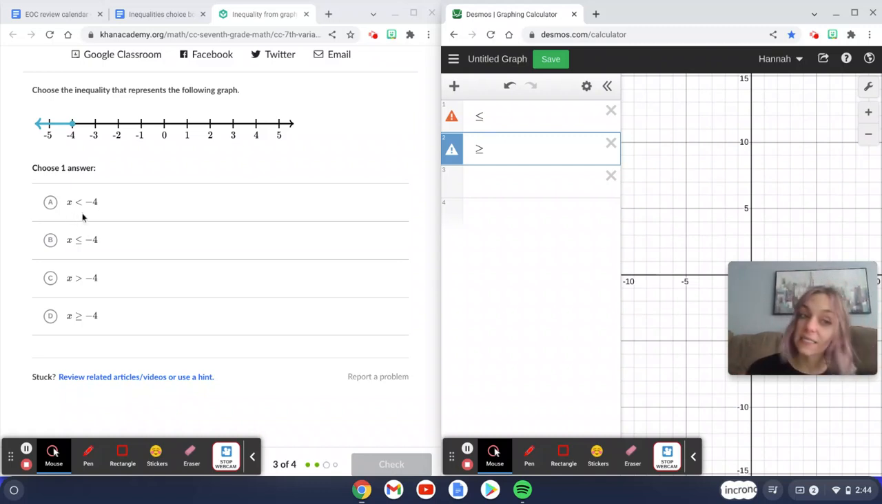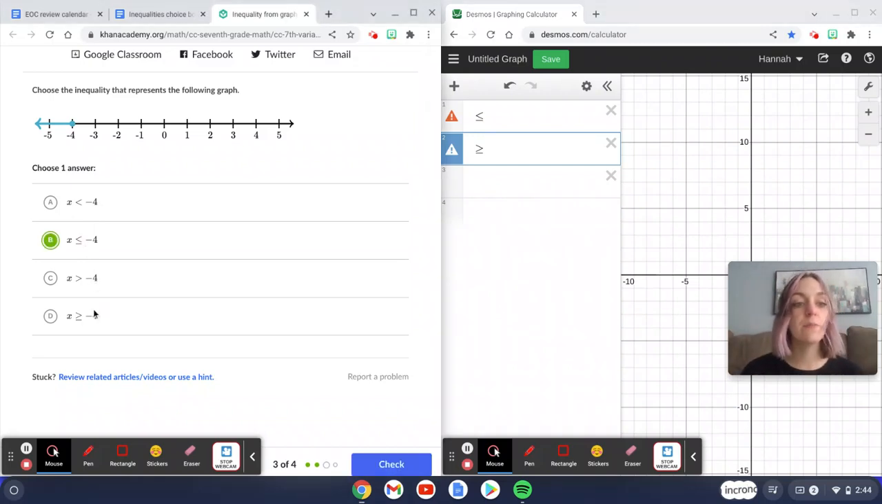This is x is less than -4. This is x is less than or equal to -4. And then both of these are greater than, so not going to be what I want.